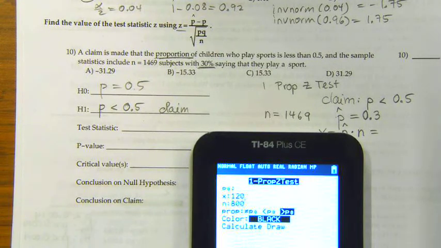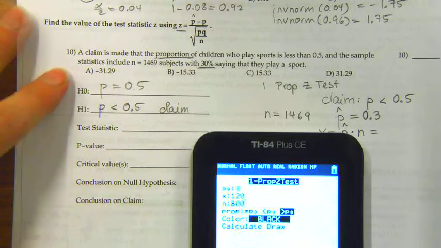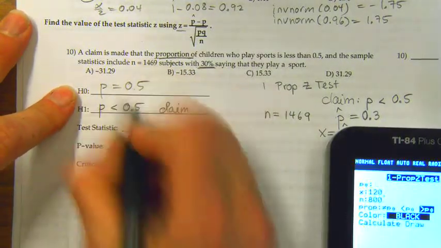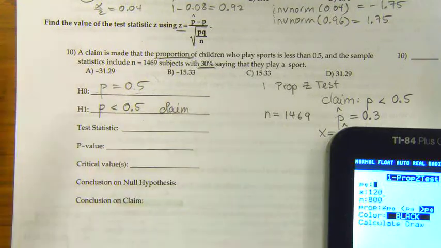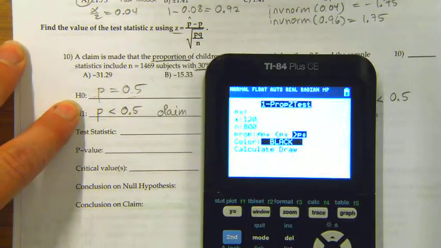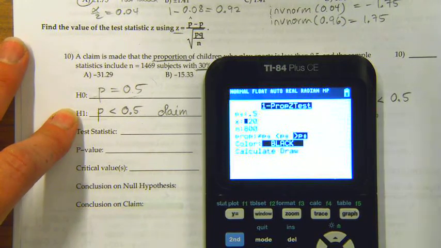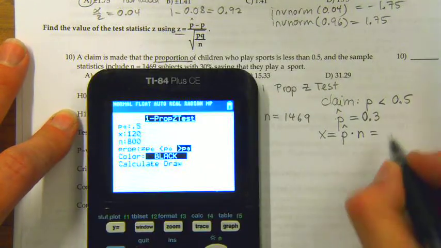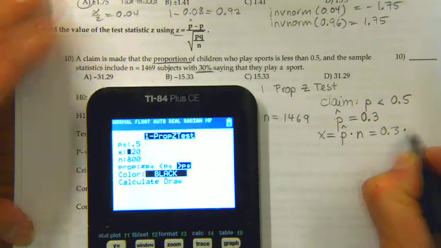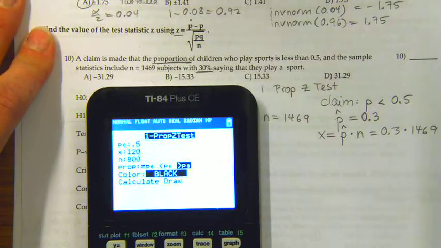What should I put over here? 0.5. It is right here. It's my null hypothesis. I'm going to assume that the proportion is actually 0.5. So that is going to be the proportion from your null hypothesis, based on the claim. Our X, we said, is 30% of 1469, so I can calculate that right here. The only thing you have to make sure is that you get a whole number.